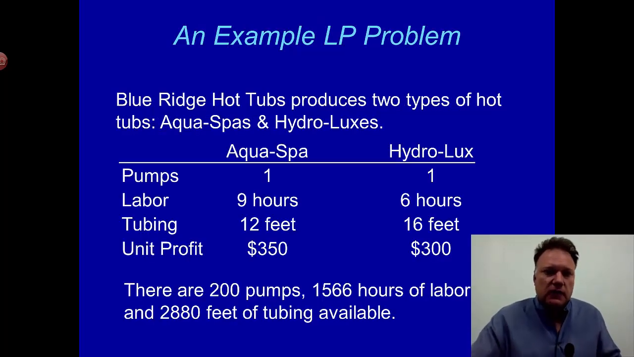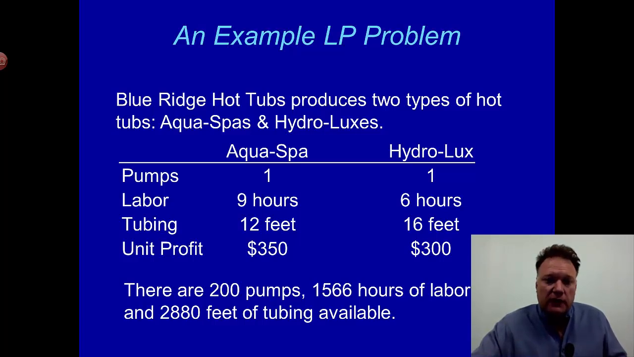So here it is, what we looked at just a second ago. One pump, each one takes one pump. That's each one has a certain amount of hours, each one has a certain amount of tubing requirement, each one has a certain amount of profit associated with it. Well, objective function is going to be in terms of profit, so that's our objective function. The other three are constraints, and 200 pumps, 1566 hours of labor, and 2880 feet of tubing. Those are our right-hand side of the constraints.